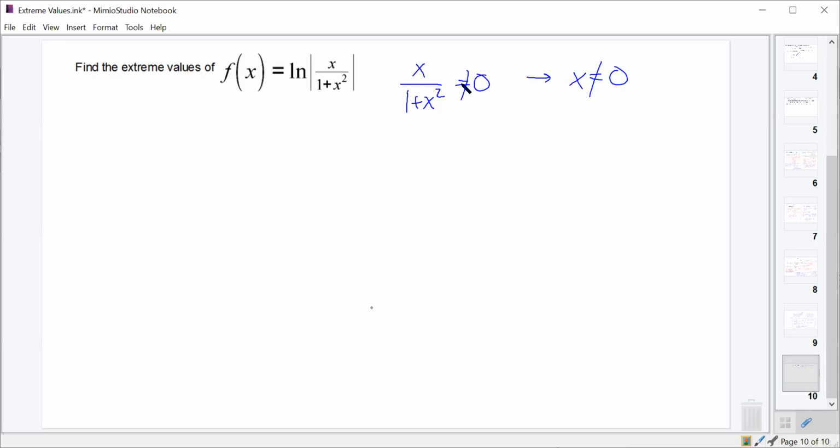What happens if x is positive? If x is greater than 0, what can you tell me about x over 1 plus x squared? It's positive. And if x is less than 0, what can you tell me about x over 1 plus x squared? It's negative. Negative, right? Because the 1 plus x squared is always positive no matter what. And then put in a positive, that makes the numerator positive. Put in a negative, it makes the numerator negative. Okay.